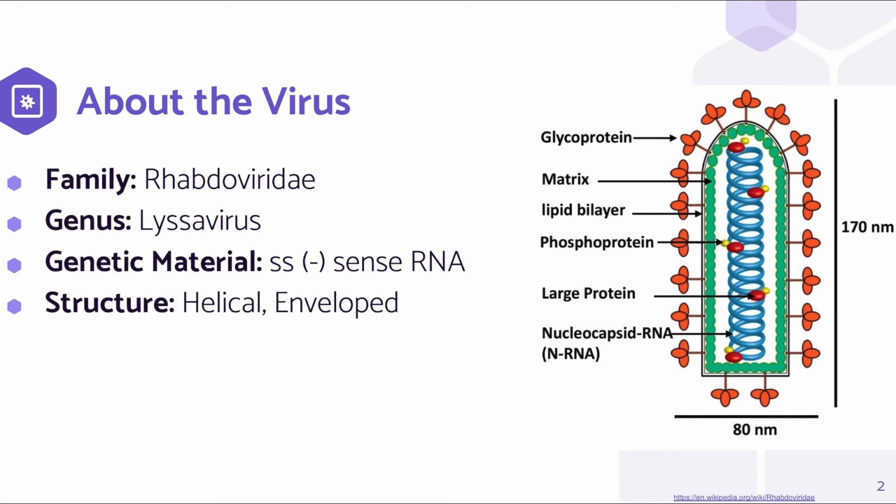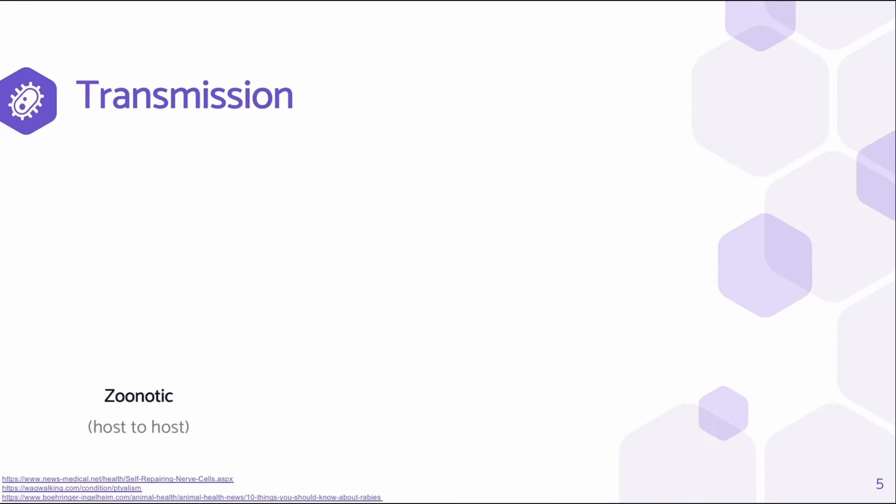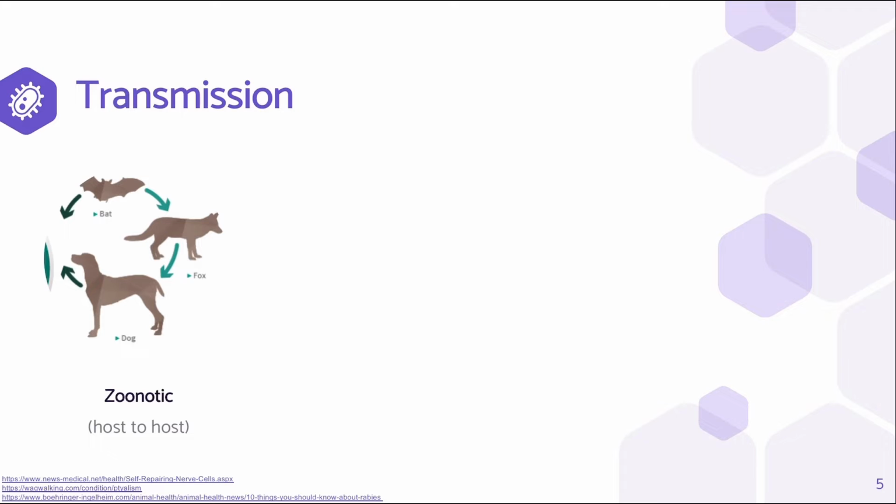Rabies virus belongs to the Rhabdoviridae family and the genus Lyssavirus. It consists of negative sense single-stranded RNA, and it is an enveloped, bullet-shaped helical virus. This is a zoonotic virus, so it transmits from one animal to another.